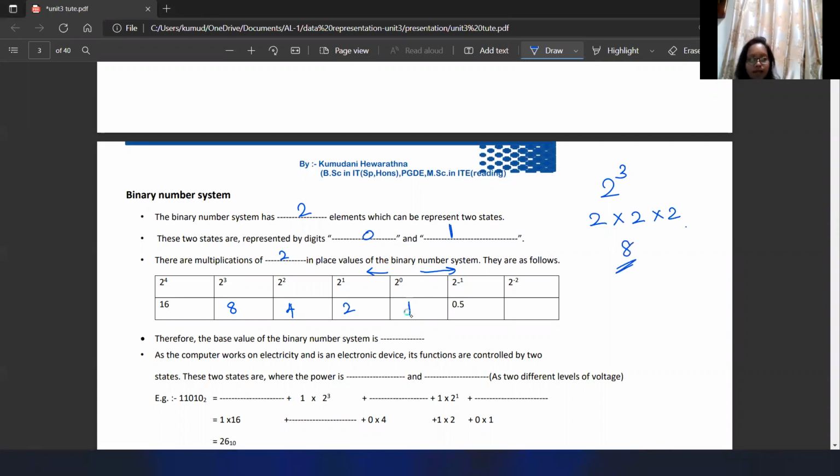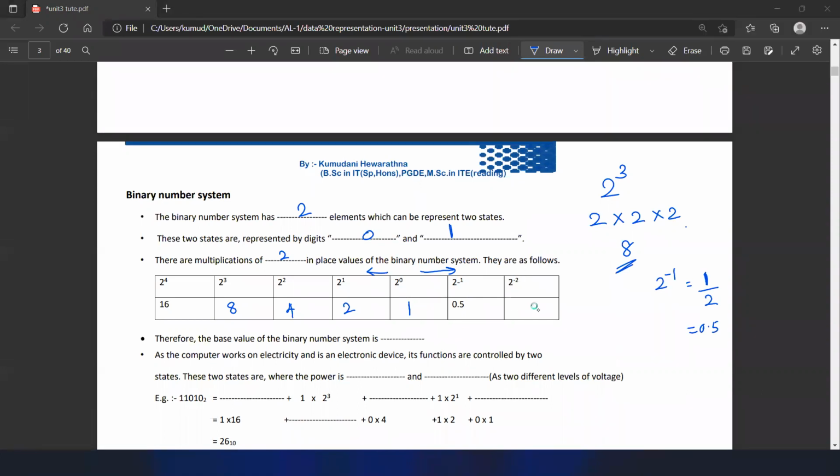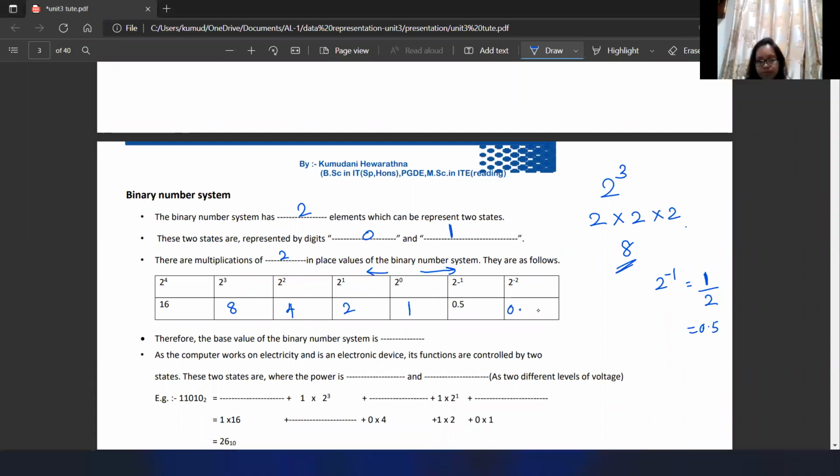Okay? Right. 2 to the power minus 1. How to take that one? 2 to the power minus 1 is equal to 1 over 2. That means you are going to divide 1 by 2. That is 0.5. Like that, how much is 2 to the power minus 2? 0.25. There you have to divide 1 over 2 to the power 2. That means 1 over 4. 1 over 4 is 0.25. Right?